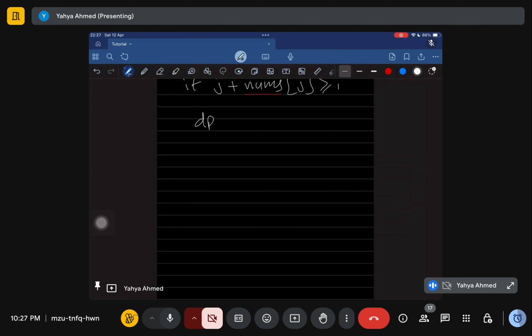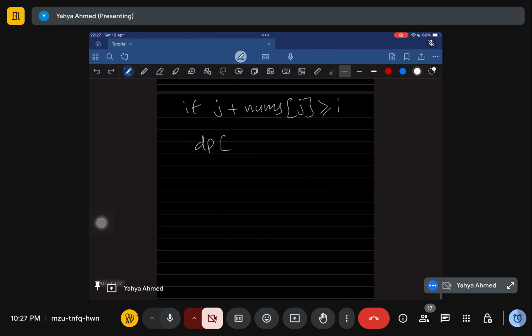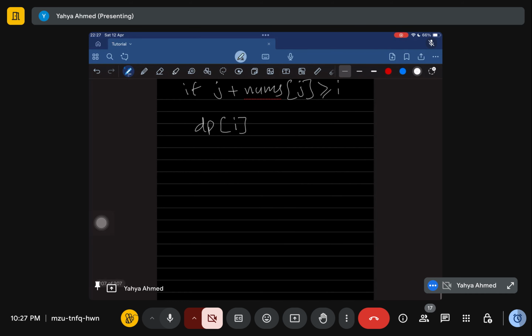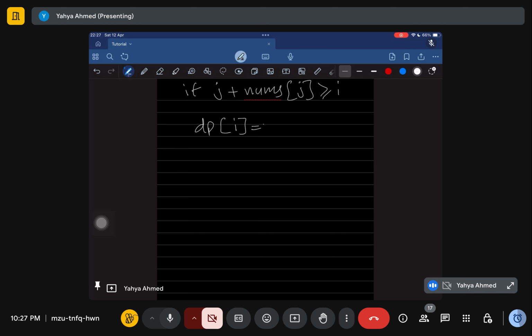So you'd actually be wanting to update dp of I, whose answer is being computed now. dp of I is equal to the minimum of the previous answer in dp of I, the answer I had until now, and the one I just got, which is dp of j. Since I jumped from j, dp of j gives me the minimum jumps I needed to get to j, plus 1. So the minimum of these two is taken. Let's say if my previous answer was 5 and now I'm getting 6 plus 1, so 7.